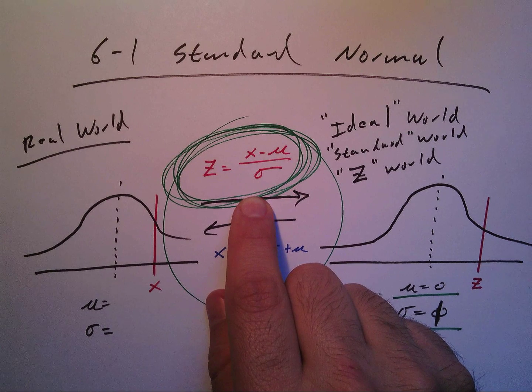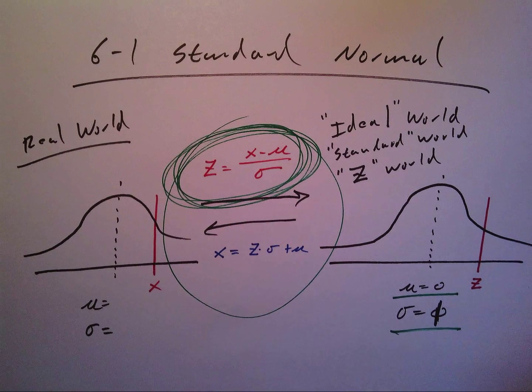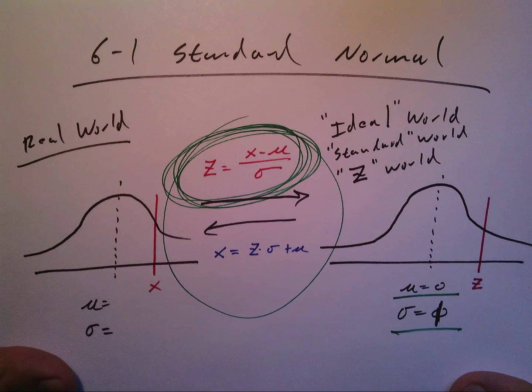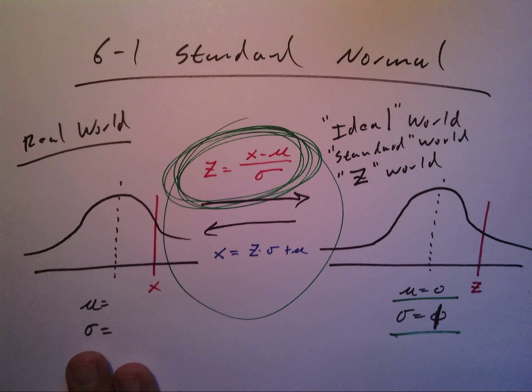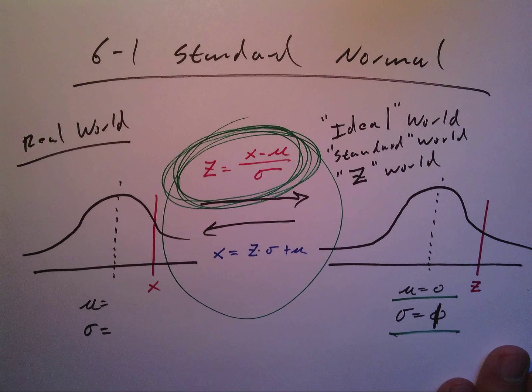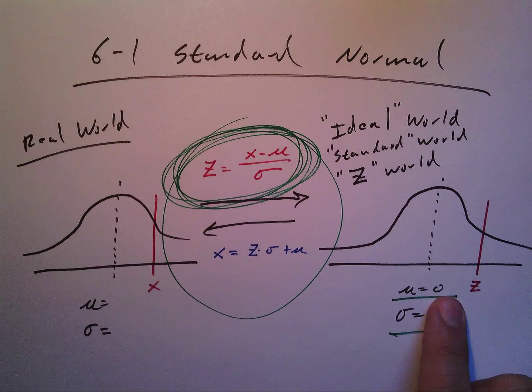But for now in 6.1 and later on in 6.2, this is the picture you need to have seared into your mind. This is what's going on in the background. And I will be making pictures like this to explain what's going on as we go from the real world to the idealized world, where mu is 0, sigma is 1.